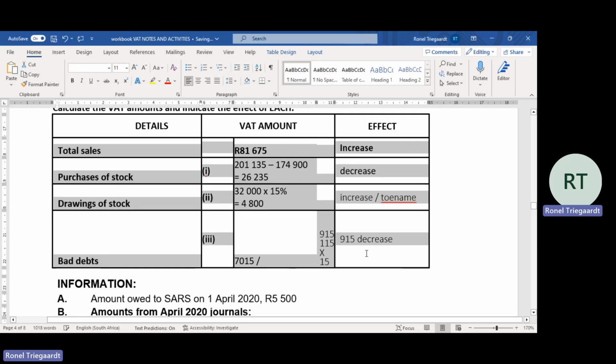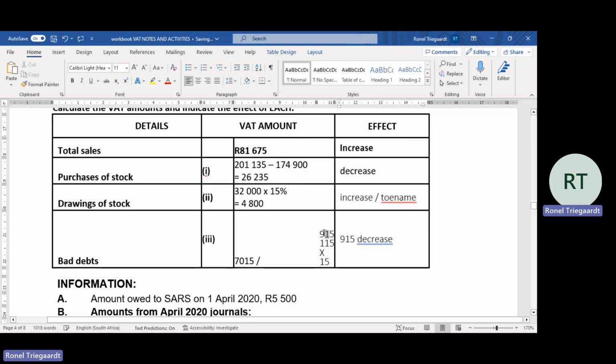Right. So remember, the 915 is the VAT amount included in the bad debts. Remember, bad debts means that you are never going to receive this money. Jy gaan nie hierdie geld kry nie. When you sold, you told SARS they owe you the 950 rand because this was part of our sales. Are we ever going to get it back? No. So as you know, bad debts will decrease the amount payable to SARS.